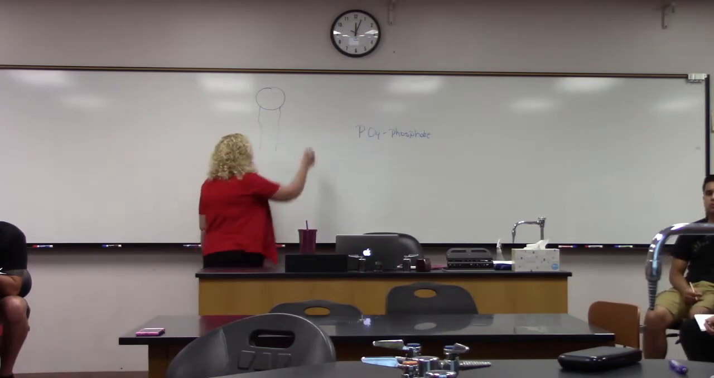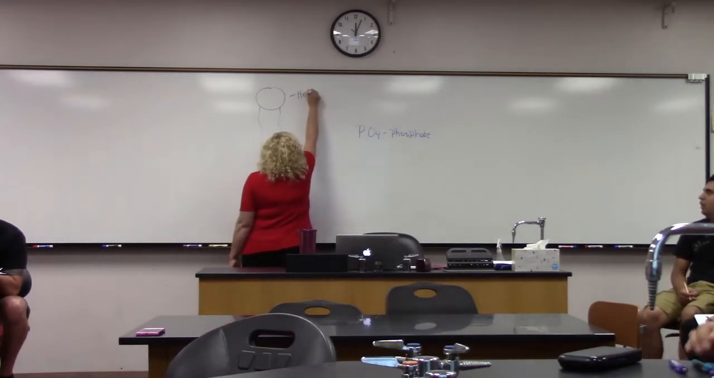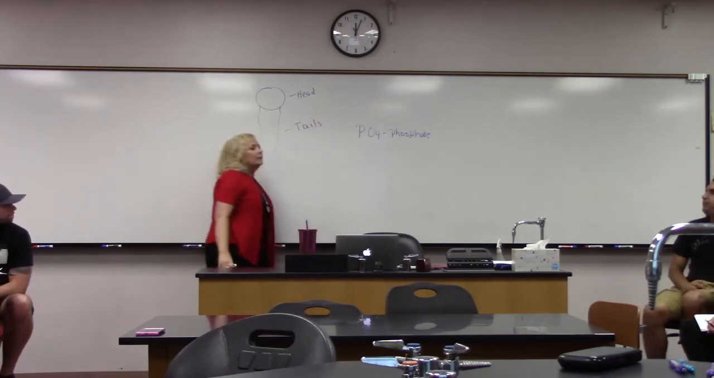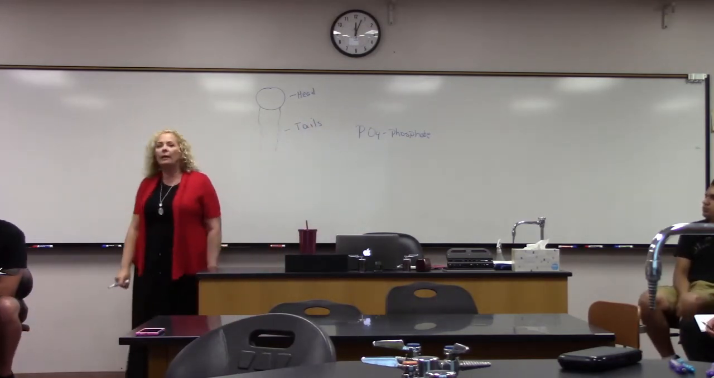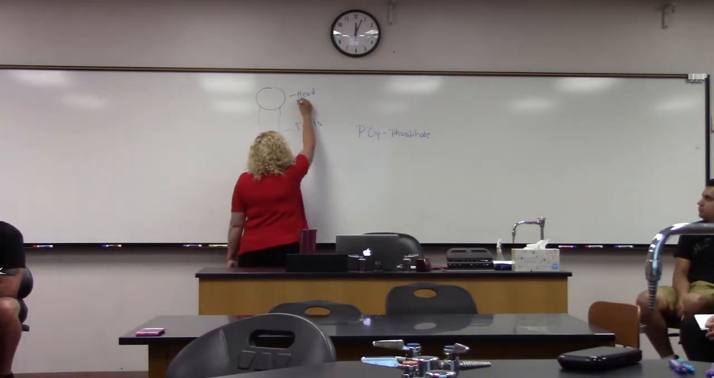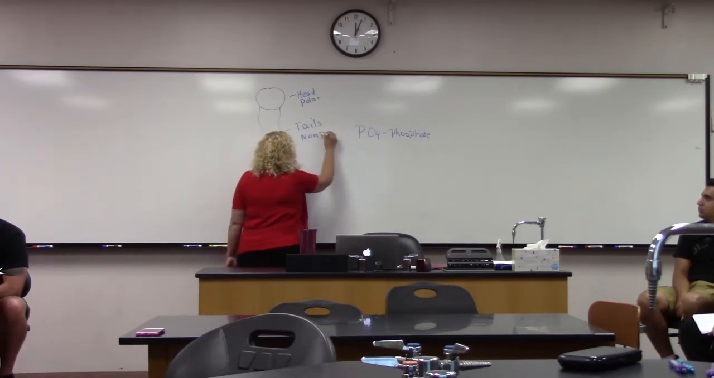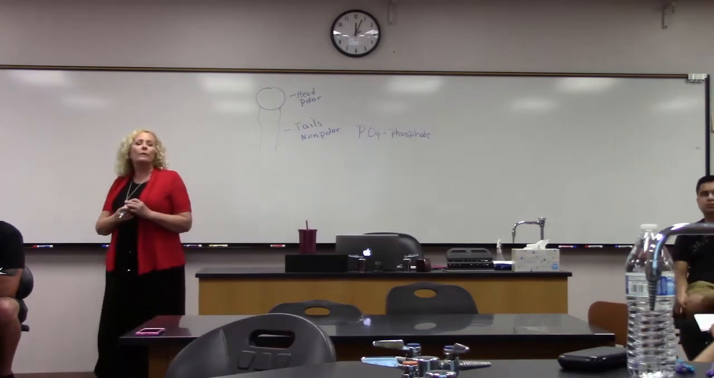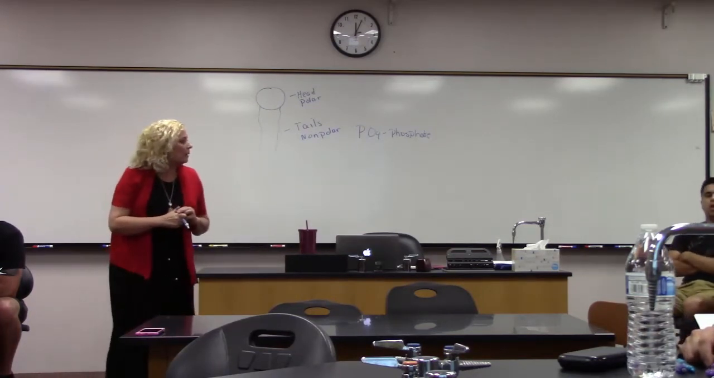And somebody said this looks like a head. And this sort of looks like some tails coming off, and so this stuck. We have a head and we have tails. So the head is the polar region, and the tail is the non-polar region. And these phospholipids, again, they're only found in our cell membrane.